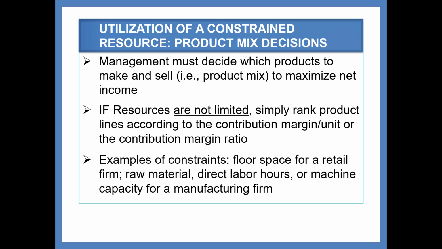Sometimes companies have constraints. For a retail company, it might be floor space. For a manufacturer, it might be raw material. I know at one time when the low-carb craze came on with the advent of Splenda, Splenda got in short supply and companies had to determine which products they were going to produce. Direct labor hours. If you have skilled labor, that is going to be an item that might limit how much you can produce. And of course, machine capacity can be a limiting factor because sometimes investing in more machinery is just not an option.